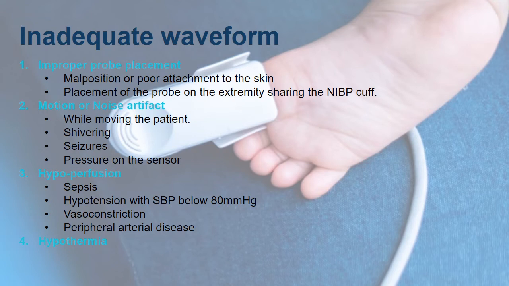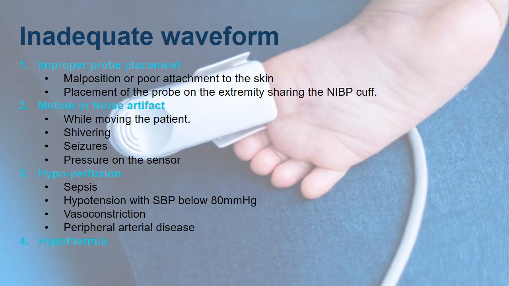Hypoperfusion. In hypoperfusion, there is no or low peripheral arterial perfusion of the hands or the feet on which you apply the pulse oximeter. For example, in sepsis, in severe hypotension, when the systolic blood pressure is especially below 80 millimeters of mercury, when a patient is vasoconstricted, or when there is peripheral arterial disease. In these conditions, due to hypoperfusion, there is no good waveform. So you should have an ABG as well.